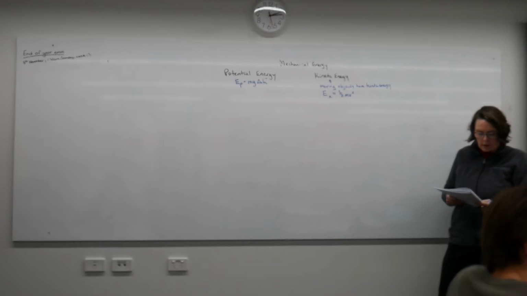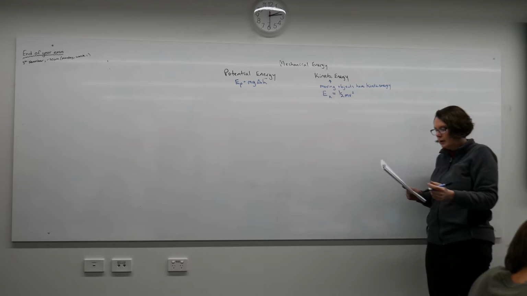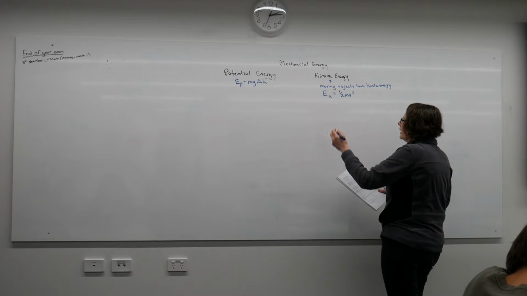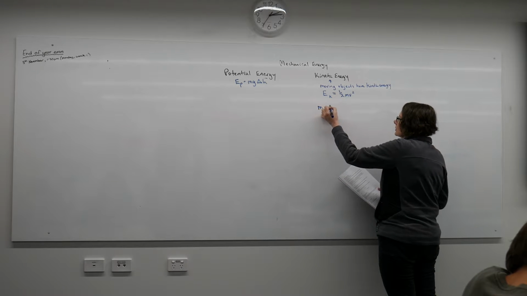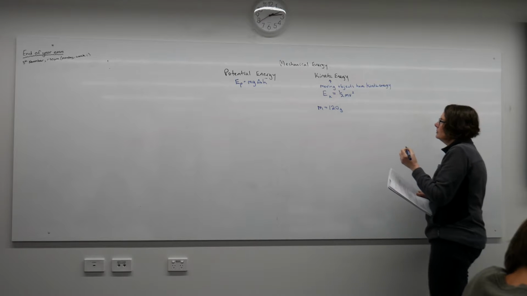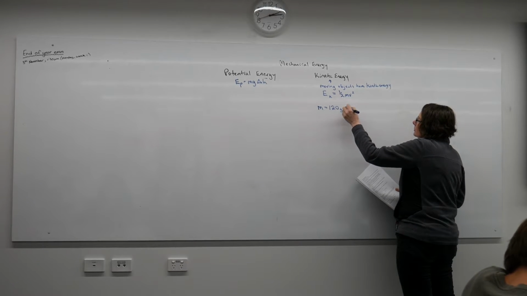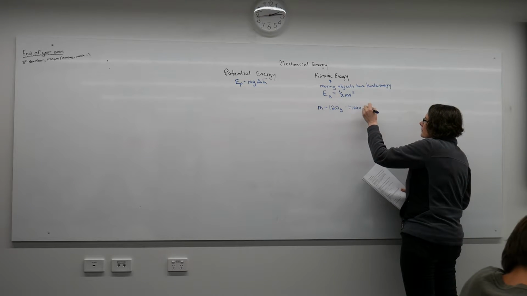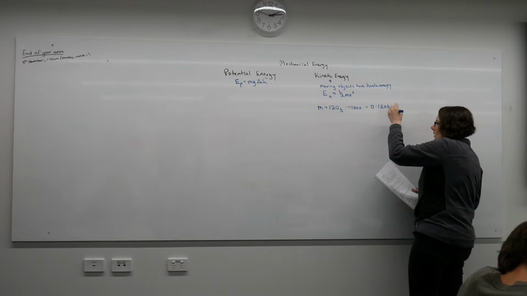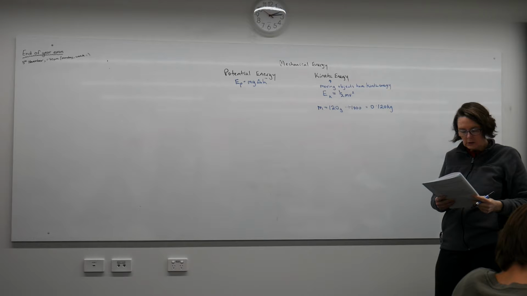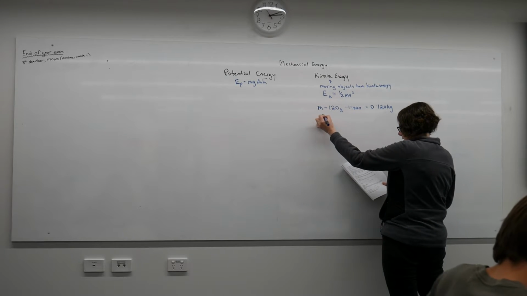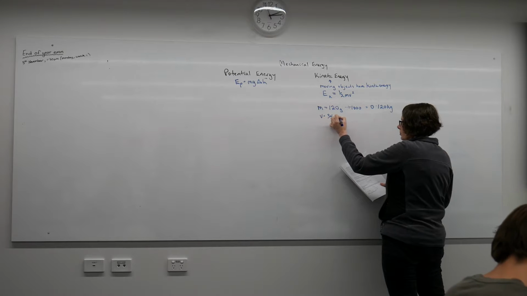So if we look at the worked example, we have the kinetic energy of a baseball, and the ball has a mass of 120 grams. So we're going to need to convert that to kilograms. So we're going to divide by 1,000. So we determine its mass in kilograms, and it is travelling with a velocity of 35 meters per second.